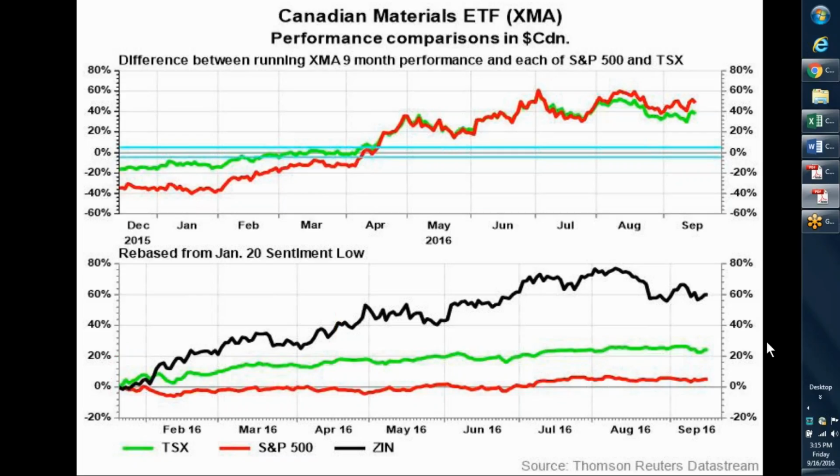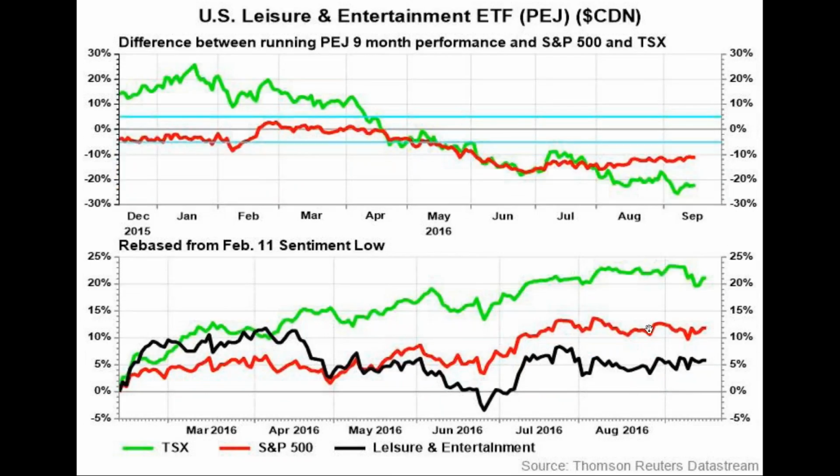So this is how a chart looks at the bottom, where something is starting to outperform the market from the last stock market low. Let's take a look at the opposite. Let's take a look at a situation where something that was a leader is now starting to underperform.